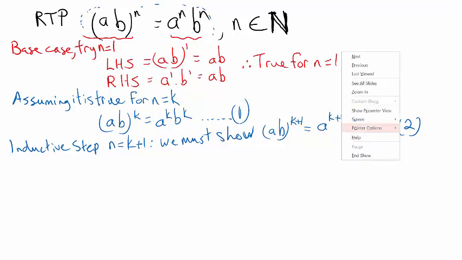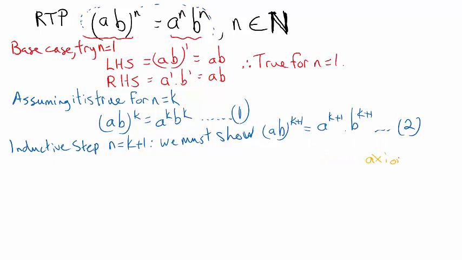So, I need to become more fluent at this, don't I? So axiom, we're going to employ an axiom. Okay, so we're going to multiply both sides by AB. You don't actually have to write that yellow bit down, but that's what we're doing.